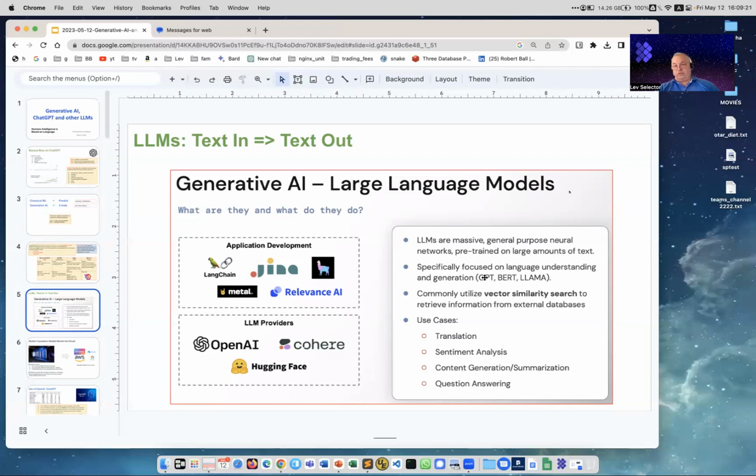Well, I already spoke about GPT. BERT. Llama is a model from Facebook. M actually stands for Meta. Commonly utilized vector similarity search to retrieve information. So as I told, you can use a model to create embeddings, like a vector representation of something, and then you can search similarities using vector similarity search, which is simply cosine multiplication of vectors.